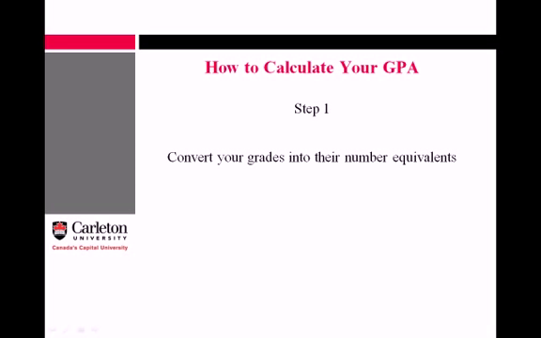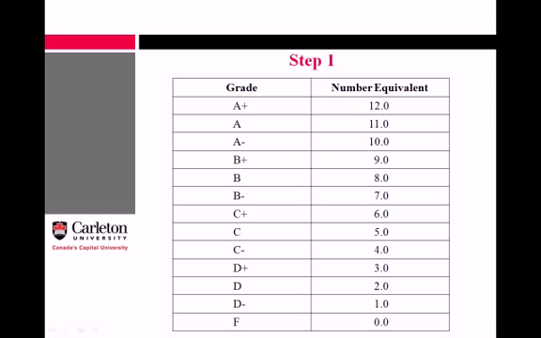So let's do it. Step 1, convert your grades into their number equivalents. What this means is that every grade that you have is a letter grade. That's how it's delivered on Carleton Central usually, and each grade has its own number equivalent, as you can see in this table. Every grade in this column has its own number equivalent in this column.